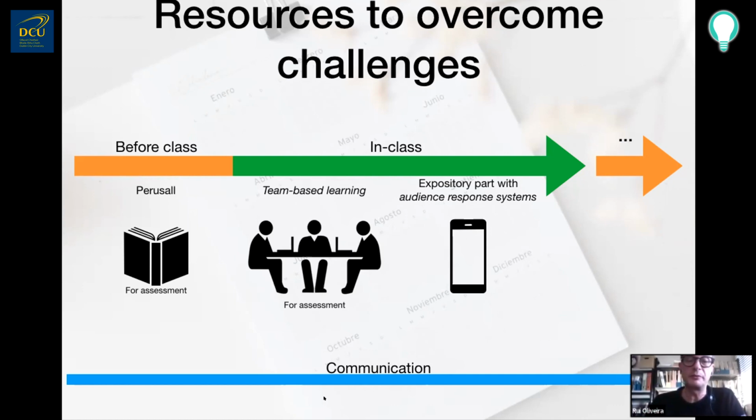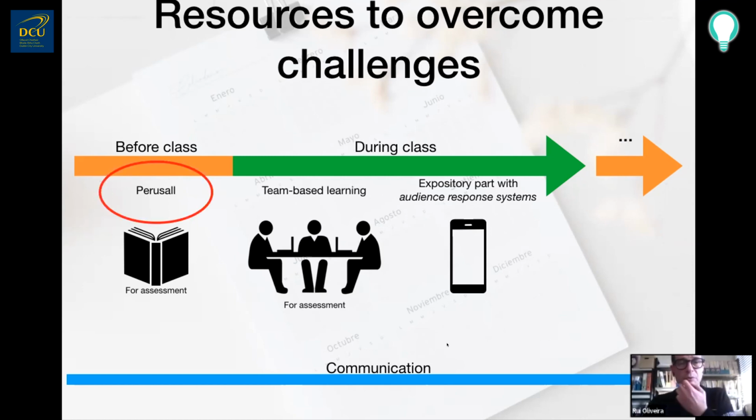And throughout the term, I had implemented a communication strategy to get closer to the students, to see what they feel, how they perceive their learning and their difficulties.